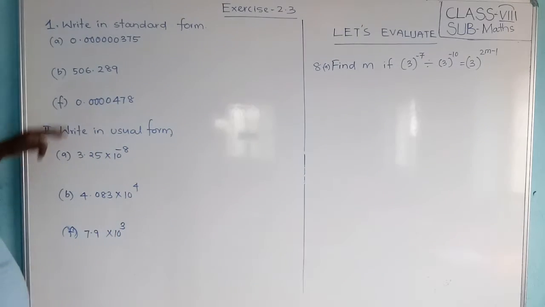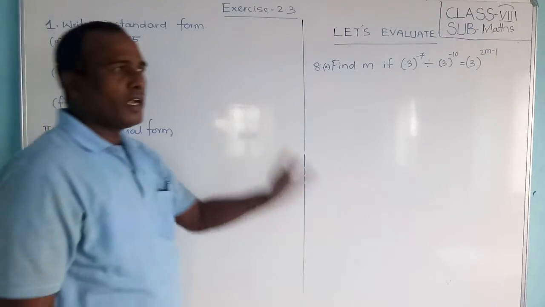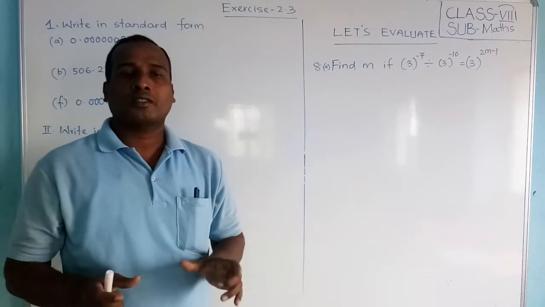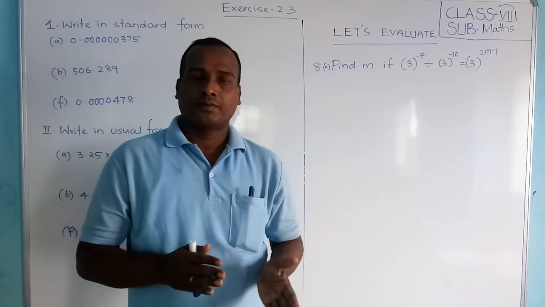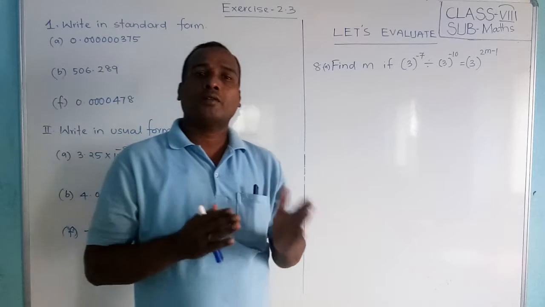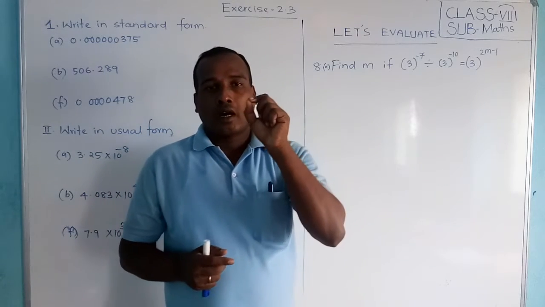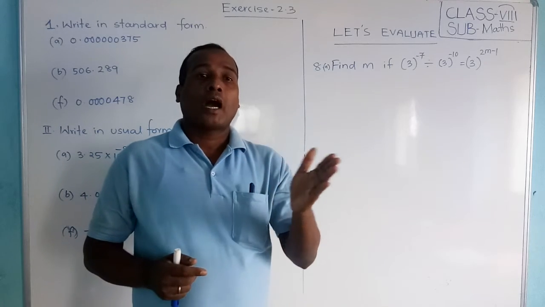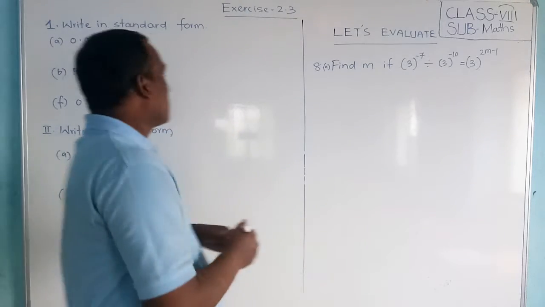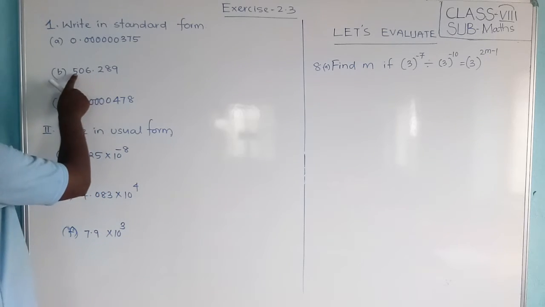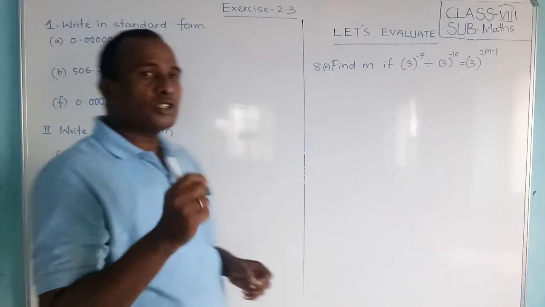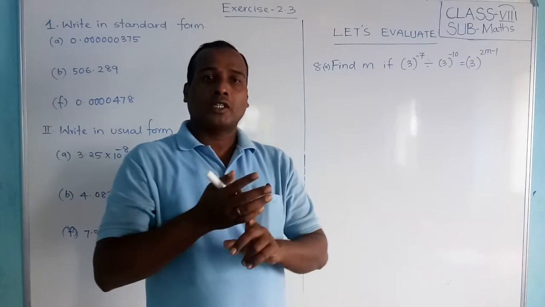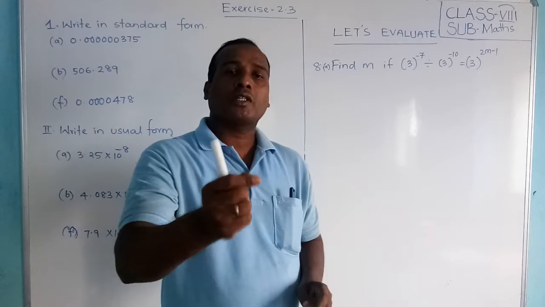First question, students: write in standard form. Already I have told you how to write in standard form. If it is a large number or like that, how should we write it in standard form? Standard form means, as I have already explained, the decimal point should be kept after one digit. That means one digit, a natural number, should stay before the decimal point.